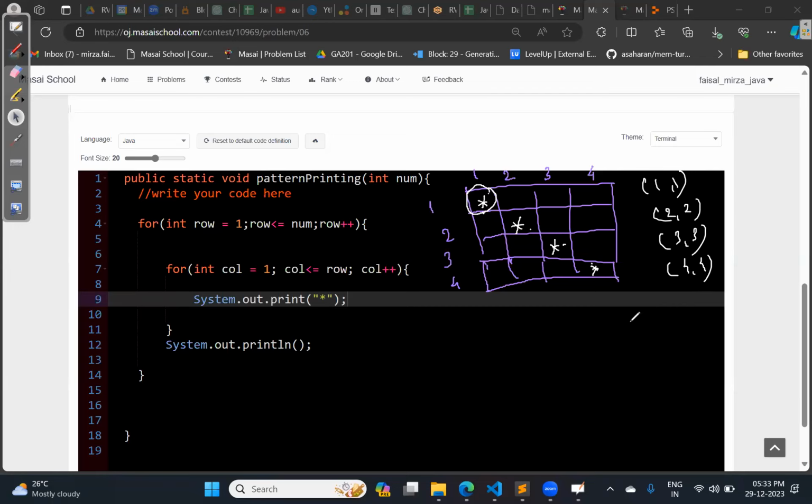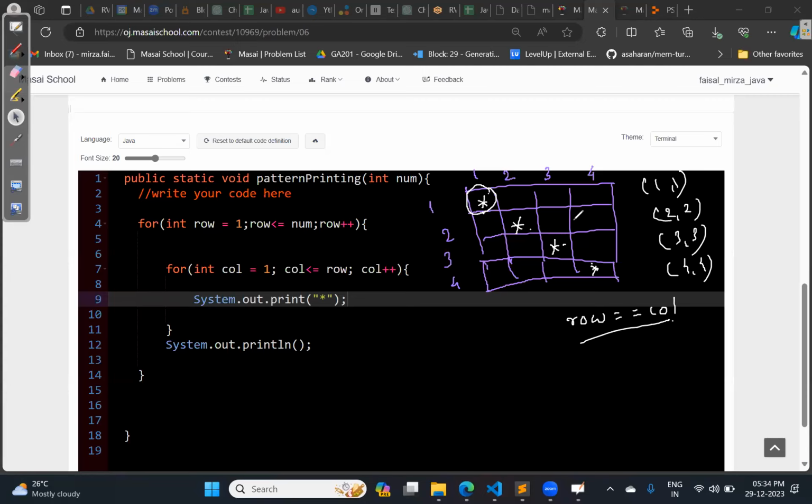When row equals column, then only print a star. This is what you need to identify. And whatever the pattern you are able to see now, each pattern contains some hidden thing. This you need to observe.